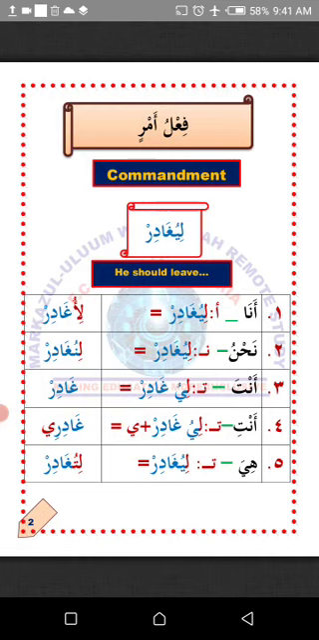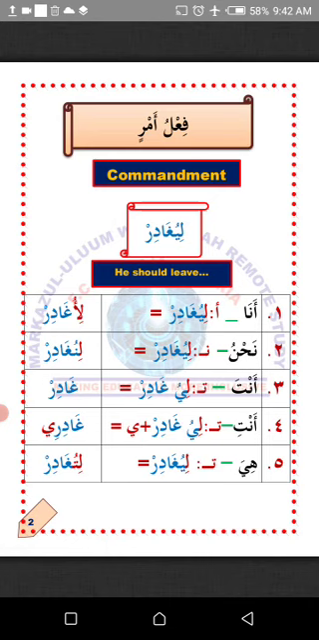He in Arabic is huwa, which is the opposite of here, she. So how do we now change the verb ليغادر to suit the following pronouns? Wahid, number one. Ana, I. So how do we change the verb ليغادر to suit ana? All you need to do is to detach yaun and attach alifun. So the verb ليغادر will now become لأغادر, which means I should leave.